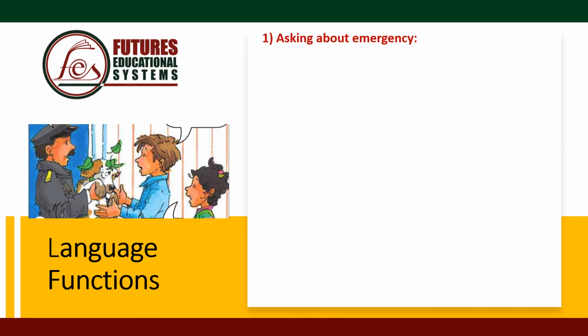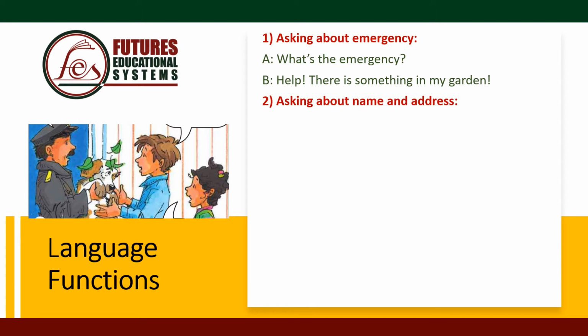Language functions. Asking about emergency. What's the emergency? Help, there is something in my garden. So he had an emergency, so he called 122 and she asked, what's your emergency? Do you need an officer? Do you need an ambulance? What's your emergency? And he answered that he was afraid or scared because there was something in his garden.